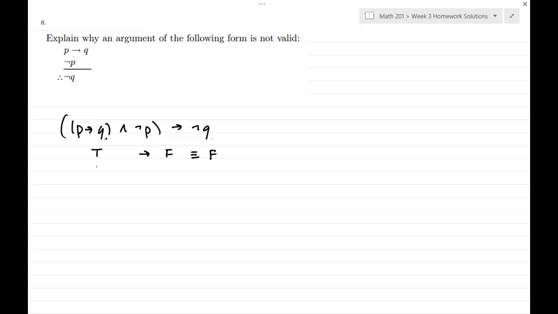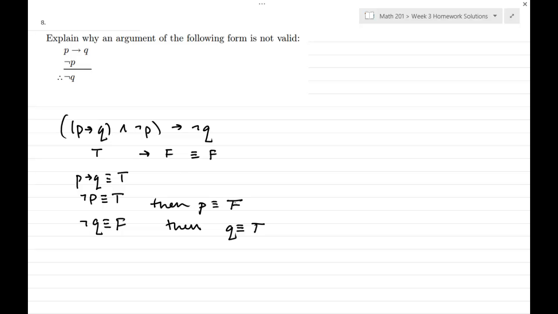So let's just break this down here. I want to see a case where P implies Q is true. I want not P to be true, but I want not Q to be false. If not Q is false, then Q must be true. If not P is true, then P must be false, excuse me. So now we're already kind of stuck with truth values of P false and Q true. Let's just make sure that that works here. I've got false implies true is true, so that checks out here.